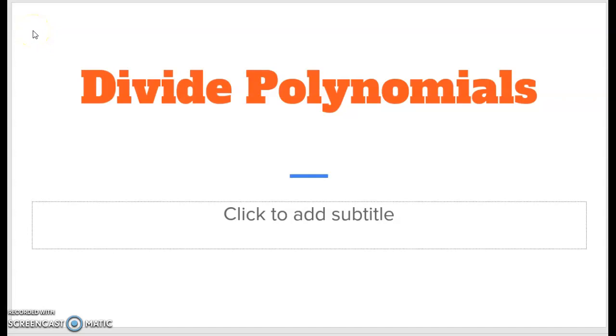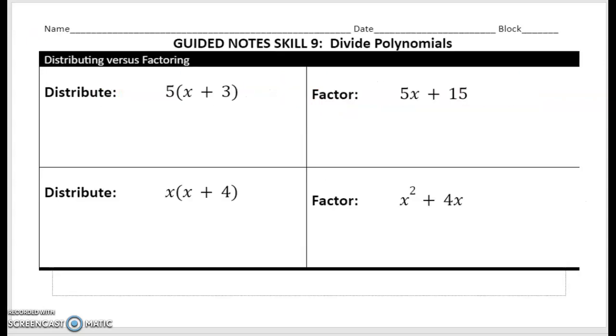Hello, this is Miss Ritter, and I'm going to be going over dividing polynomials. So, before we get started, we need to review distribution and then go into factoring.